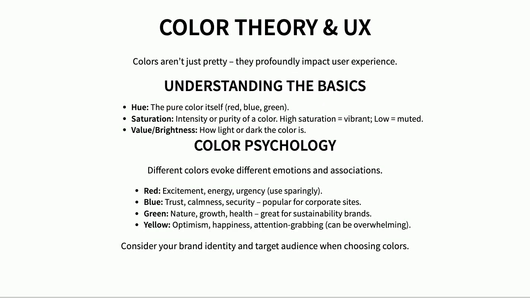Okay, let's talk about color. It's way more than just a pretty background. It actually plays a huge role in how users feel about a website or app. We break down the basics first. Hue is just the pure color itself, like red or blue. Then we have saturation, which determines how intense or vibrant that color is. Finally, value tells us if something is light or dark.